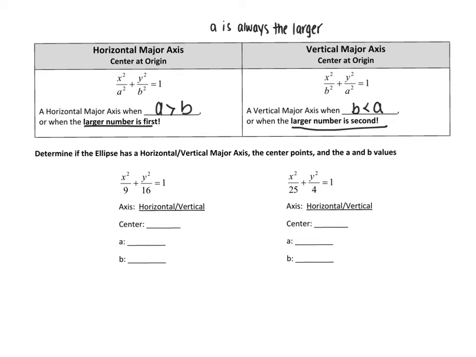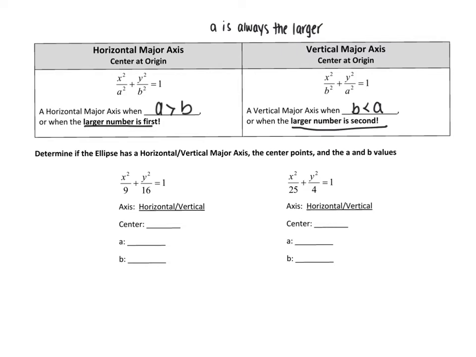So we know that the center is at the origin because it works very similarly to if we had a circle, right? If we had a circle that was x squared, y squared, since there are no plus or minus values, the center is going to be at the origin. So if I want to look at a couple of equations and determine some information about them, we can do that. Let's look at this first ellipse.